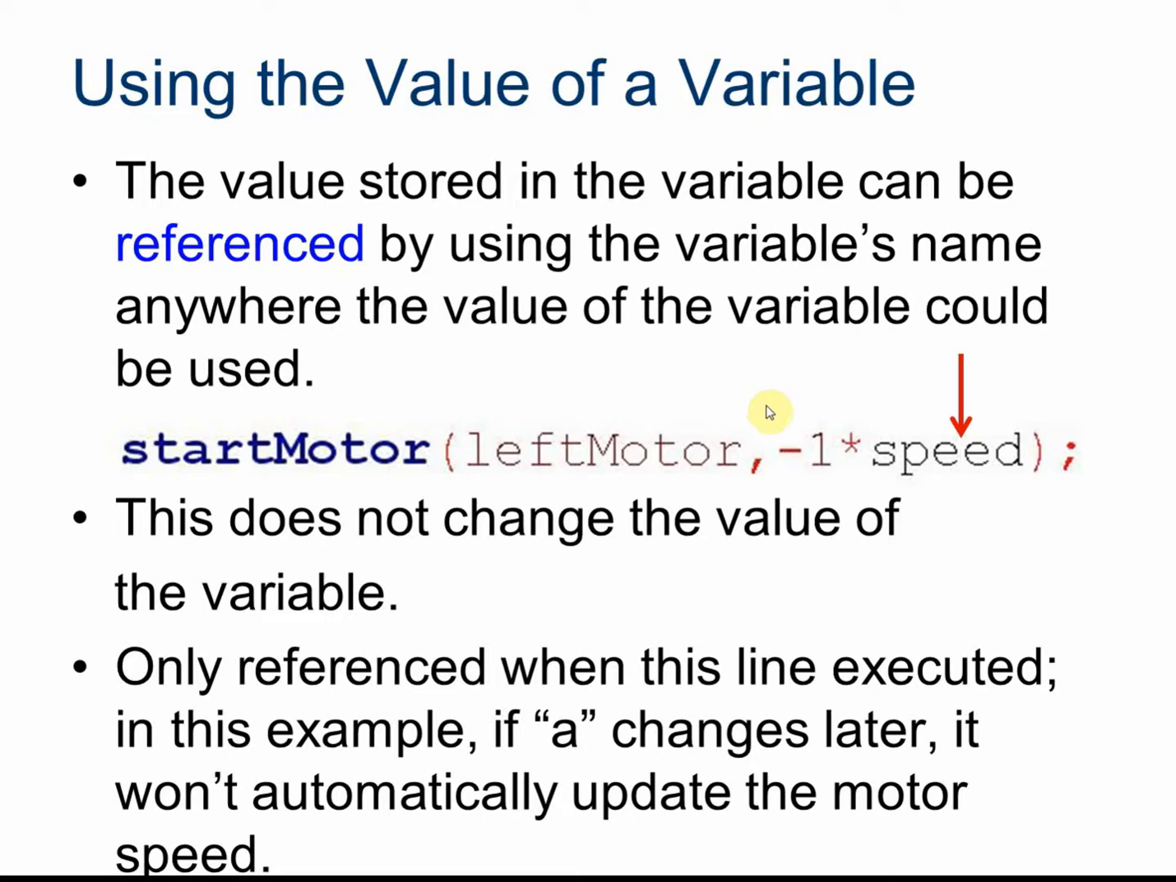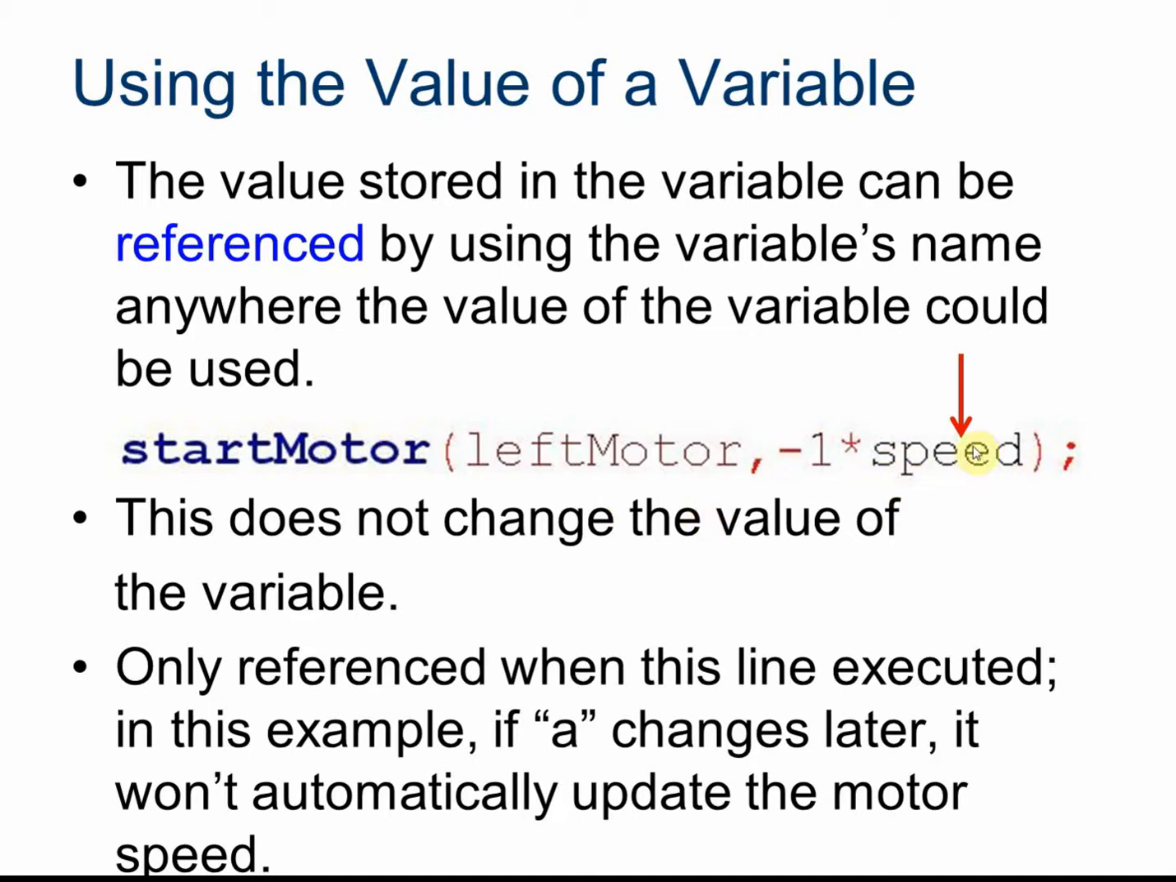This is the important part, using the value of a variable. A variable can basically be used anywhere we would have a number. For example, in this statement, we're setting a motor named left motor to a value. This is -1, and it's important to note, this is times. We use the asterisk as our multiplication operator. So -1 times whatever is stored in the speed variable. If this is 127, we're going to run this motor at -127. If this is 3, we're going to run the motor at -3.